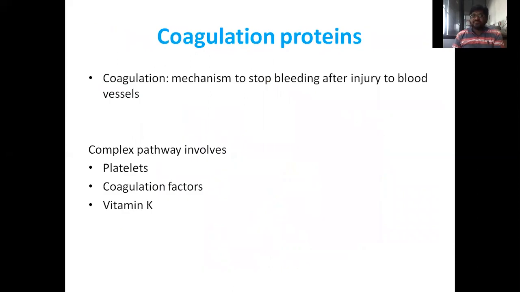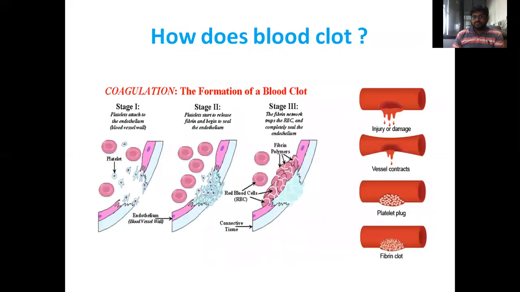Coagulation proteins. Coagulation is a mechanism to stop bleeding after injury to the blood vessels. That is very important. It is a complex pathway involving the platelets, coagulation factors, and vitamin K. How does blood clot? There are three steps for the formation of the blood clot, starting with the platelets attaching to the endothelium, the place where your injury occurred.